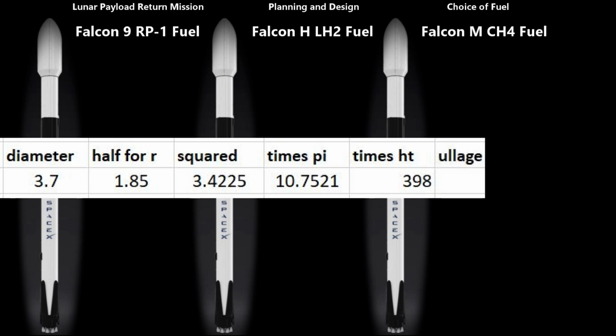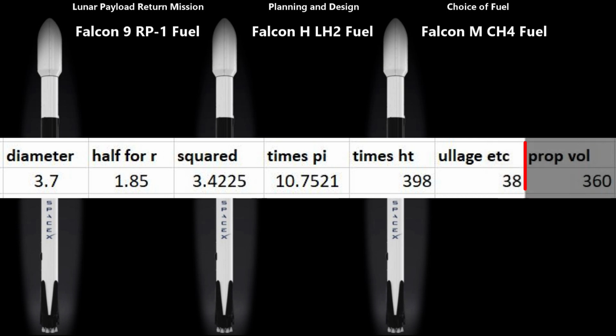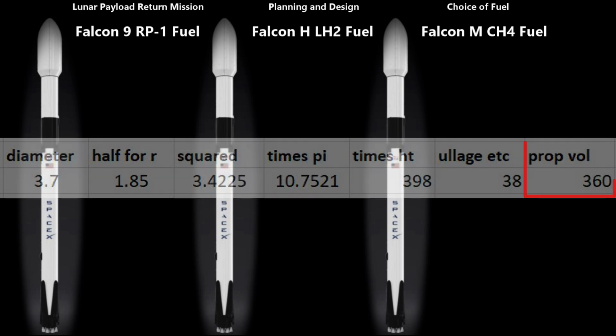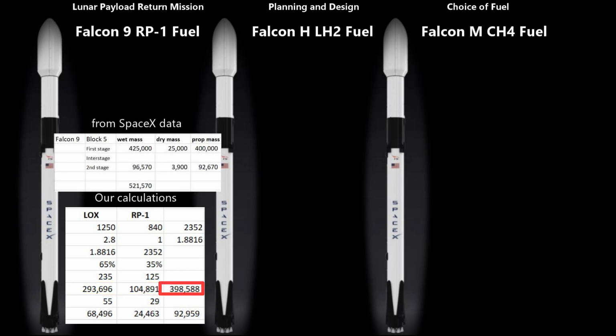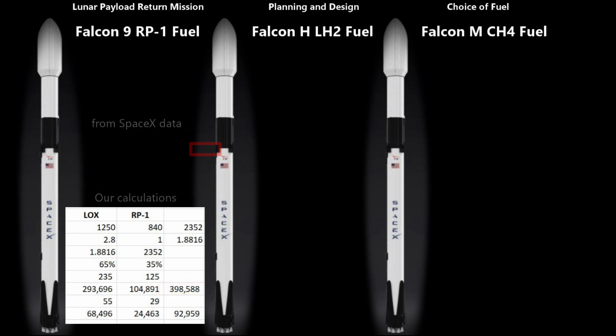Ullage is the empty space in a tank left for gas. This gas needs to be pressurized to prevent vapor or vacuum lock. If we assume 38 cubic meters for all this, we get 360 cubic meters for propellant. A double check shows that would be 235 cubic meters of liquid oxygen and 125 cubic meters of RP1, which comes out about 294 and 105 metric tons each, which gives us a number very close to the known propellant mass. The second stage is about the same ratio, with the understanding that the oxygen-to-fuel ratio will be optimized for vacuum. So it might burn even more fuel-rich from stoichiometric than the first stage.